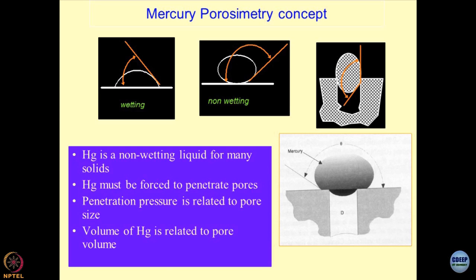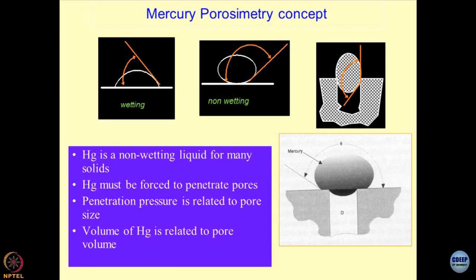So, imagine that this is the pore in the geomaterial and there is a mercury drop. When you pressurize it, mercury being a non-wetting fluid, your theta angles are going to be higher. So, at what pressure the mercury drop is going to enter the pore, if I can measure this, I will be knowing the size of the pore. It is as simple as this.